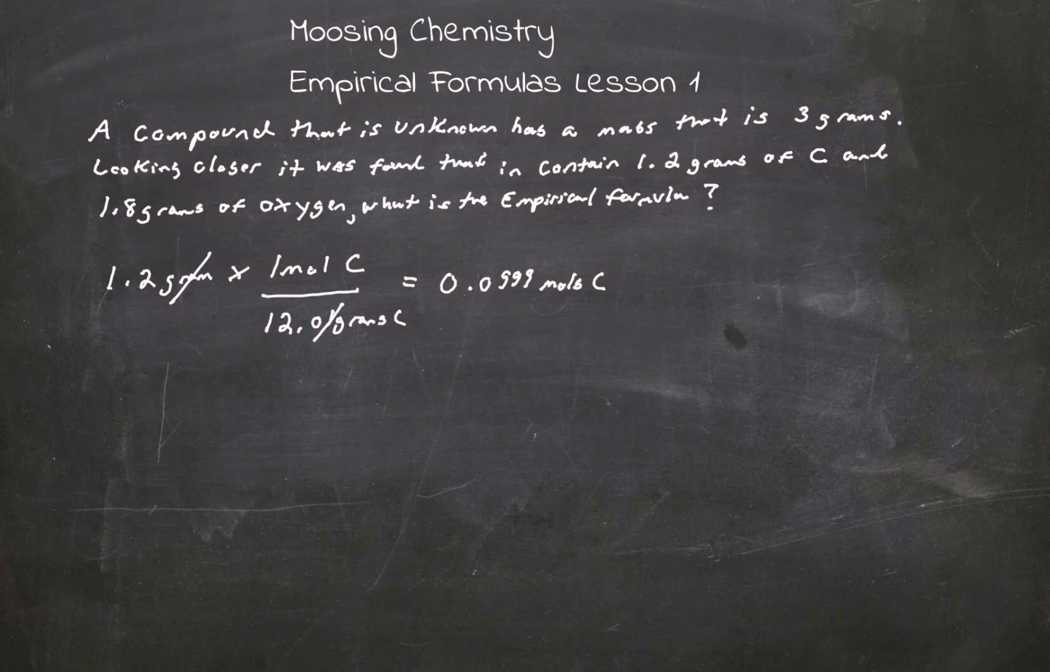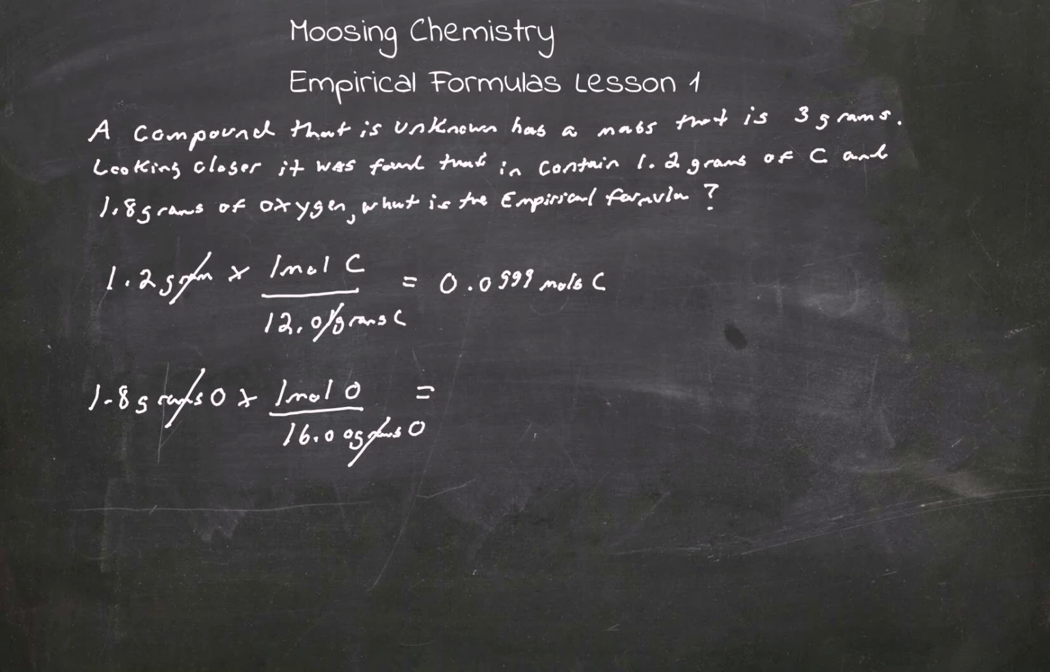Now we need to look at how many grams of oxygen, if we had 1.8 grams of oxygen, how many moles are we going to have? So we're going to go 1.8 grams of oxygen. And this is going to be monatomic oxygen times 1 mole of oxygen divided by 16.00 grams of oxygen. Okay, so cancel that out. And we know this because, why it's monatomic? Because it's involved in a compound. So it's not like free oxygen, which would be normally diatomic.